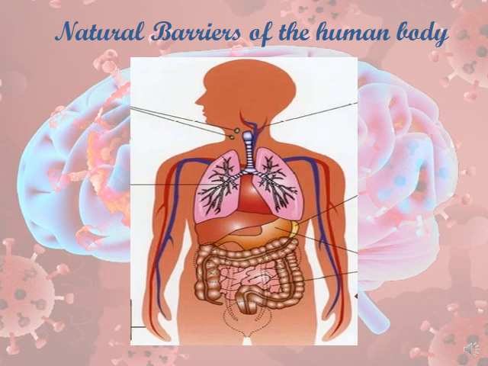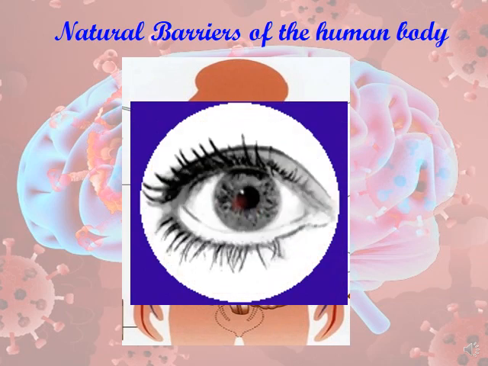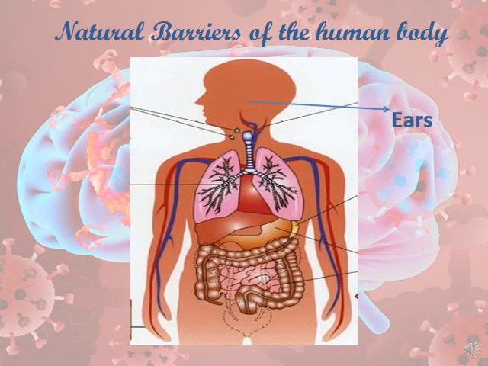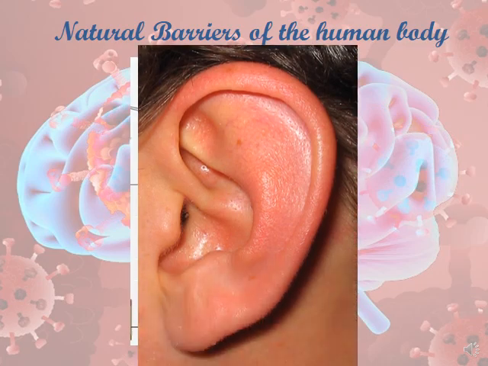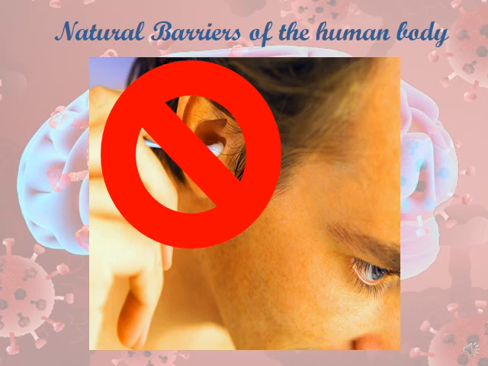Natural barriers of the human body. First, we have the skin, which is the first line of defense, and it represents a natural barrier. Also, we have the eyes, or the tears. They are classified as natural barriers, and they help in the process of defense. Also, we have the ears. The wax in the ears represents a line of defense, and you have to stop this usage because it's harmful for your ears.